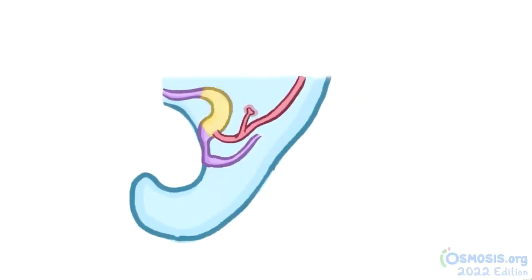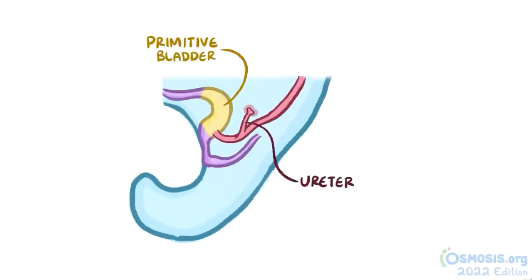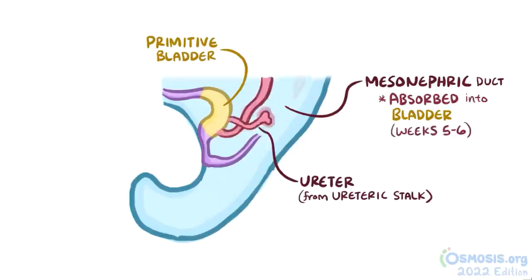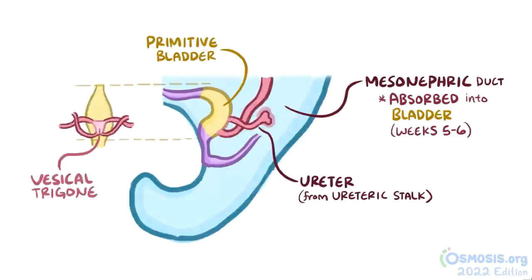The top portion of the urogenital sinus stretches out to form the primitive bladder. Now remember that the ureters develop from the ureteric stalk, and they open into the mesonephric ducts, which drain urine into the bladder. During weeks 5 and 6, the mesonephric ducts slowly get absorbed into the bladder. And this forms the smooth part of the bladder wall called the vesical trigone. The vesical trigone is a triangular region that contains the openings of the ureters, as well as the opening of the urethra.